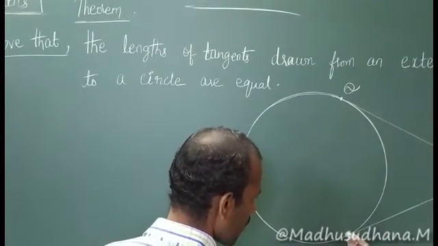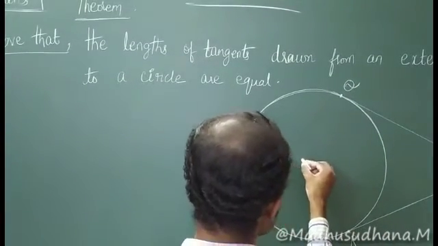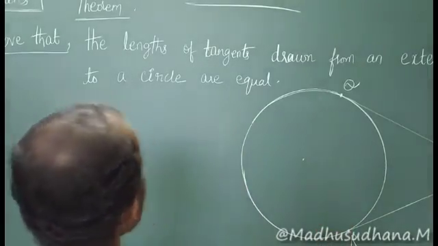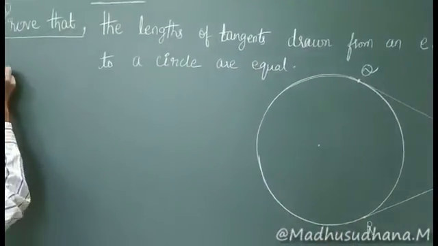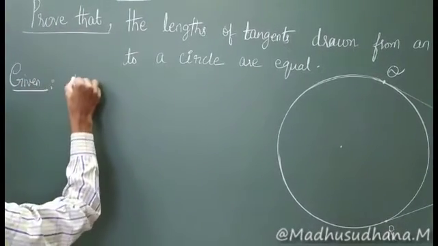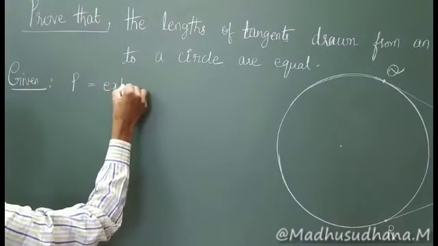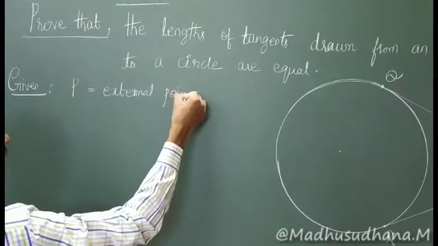So we have two tangents here. Let me consider this point as P, and let me call this point of contact Q. We have only one point of contact R here. We have a center for the circle. Follow it? Then the length of the tangent. Let me write the given part.